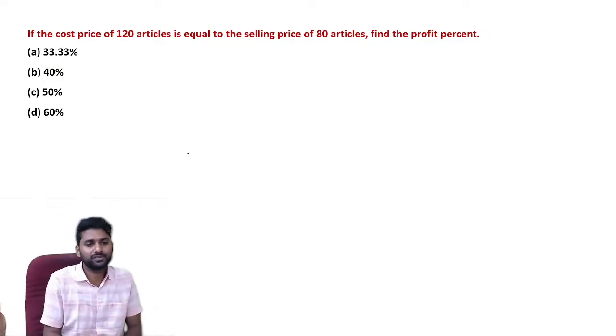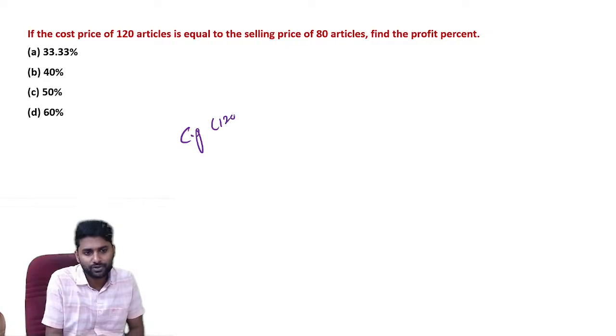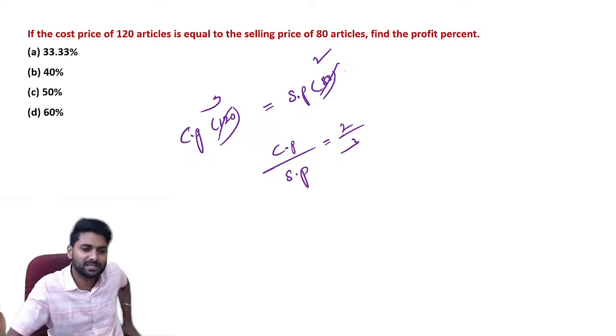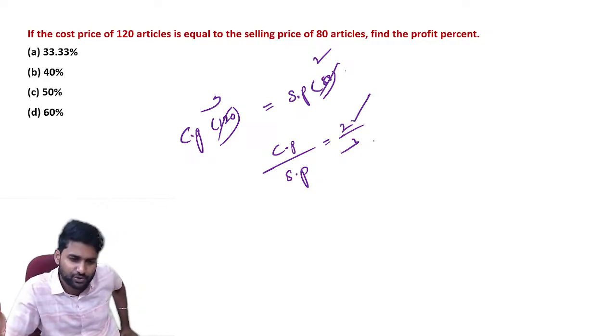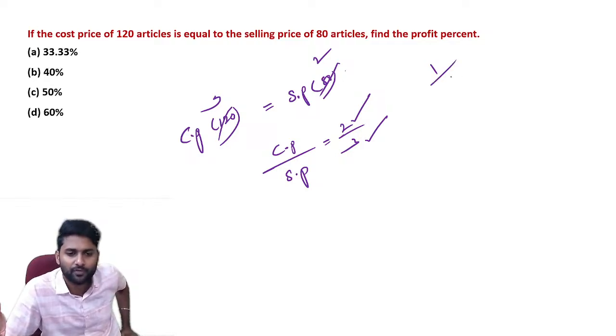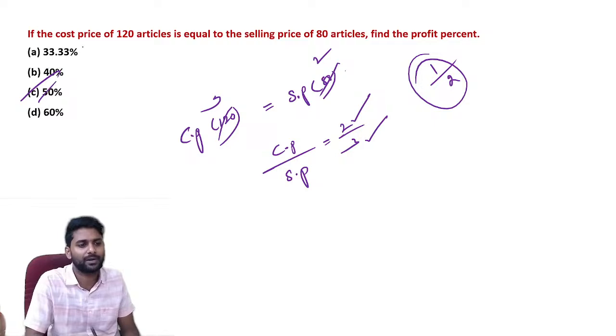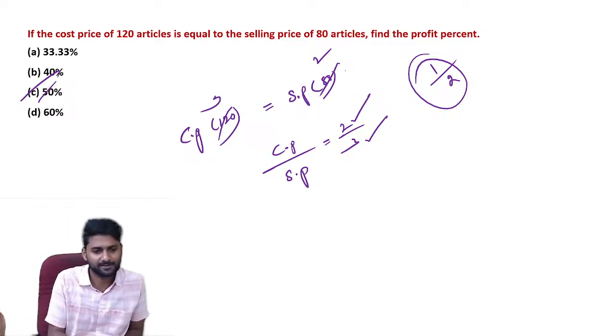Now let's go through this question. The cost of 120 articles is equal to the selling price of 80 articles. So 40 times 3. Cost price by selling price is equal to 2 by 3. Then you should understand that if the purchase is 2 units and the selling is 3 units, definitely there is 1 unit of profit. Profit or loss percentage is always calculated with the help of cost price only. That's why the answer is 1 by 2, which is equal to 50%.